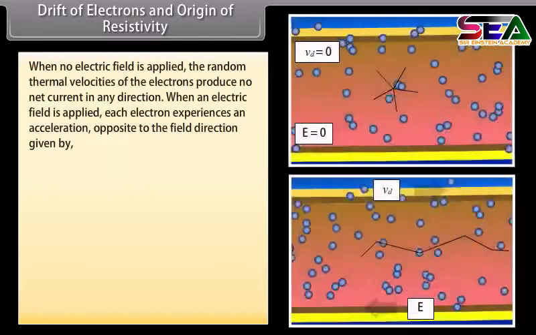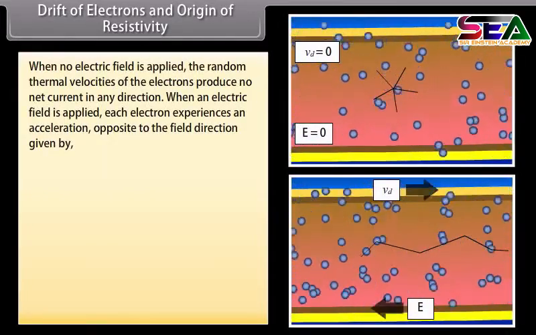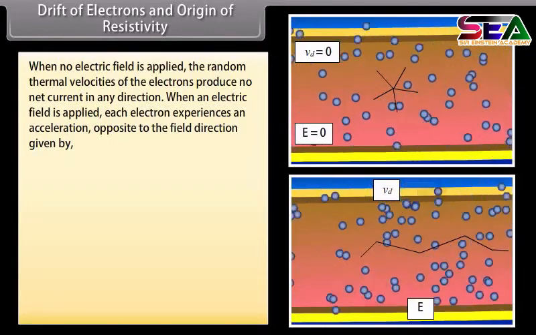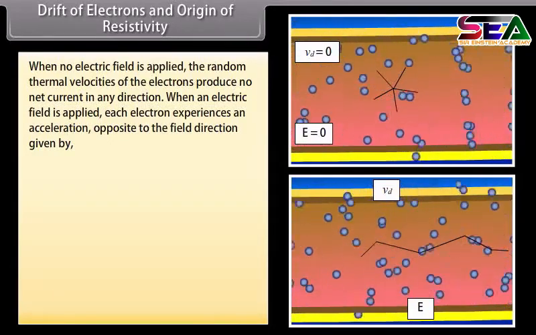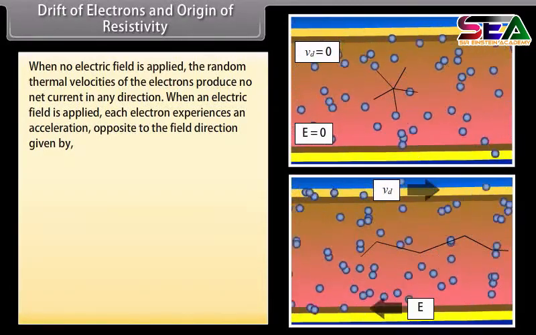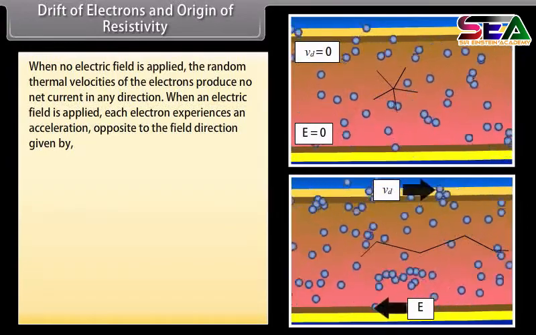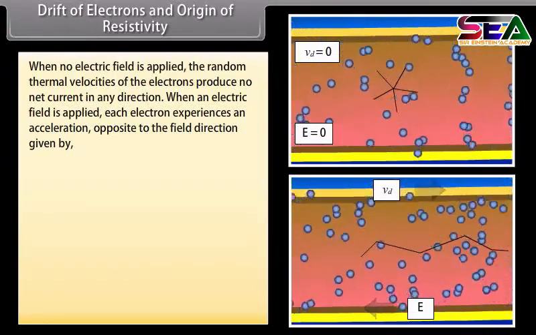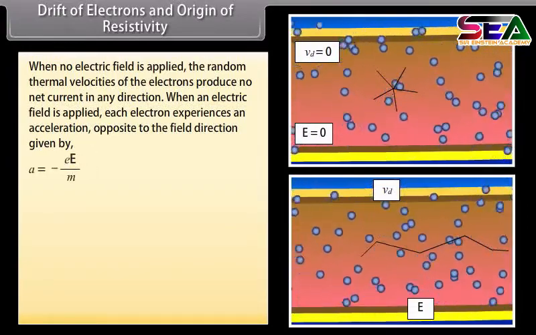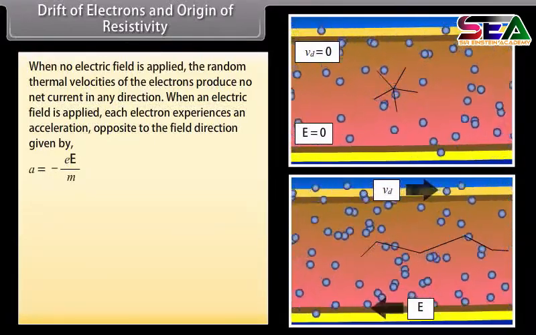Drift of electrons and origin of resistivity. When no electric field is applied, the random thermal velocities of the electrons produce no net current in any direction. When an electric field is applied, each electron experiences an acceleration opposite to the field direction, given by a = −eE/m.